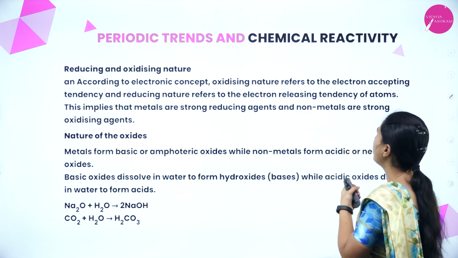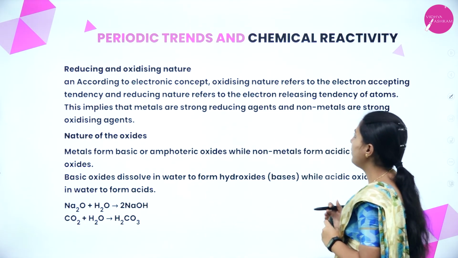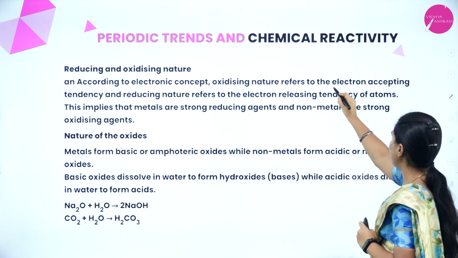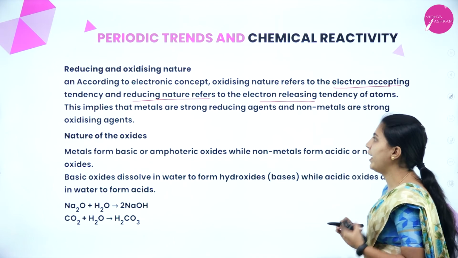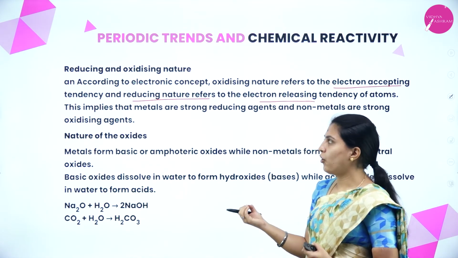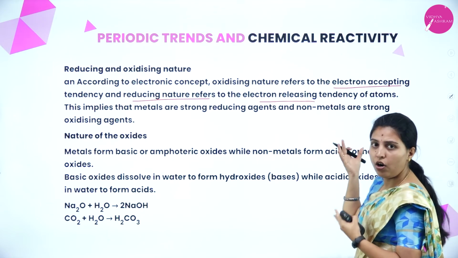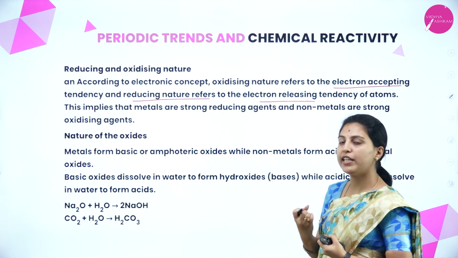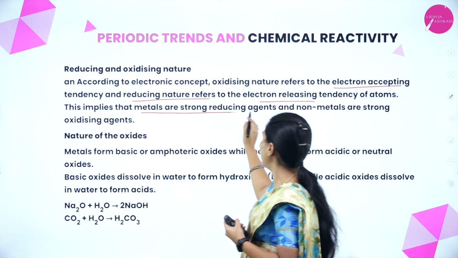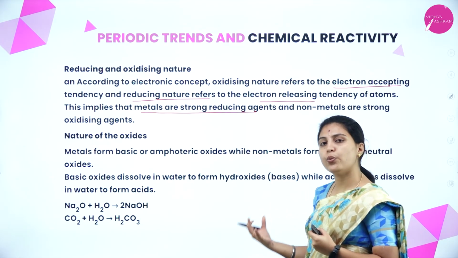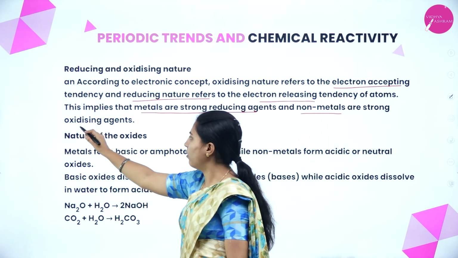Next, some periodic trends and chemical reactivity: reducing and oxidizing nature. According to the electronic concept, oxidizing nature refers to the electron accepting tendency and reducing nature refers to the electron releasing tendency of atoms. Reducing means electron releasing, oxidizing means electron accepting. This implies that metals are strong reducing agents, which remove electrons, and non-metals are strong oxidizing agents.